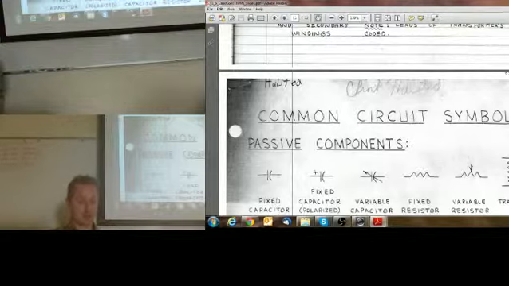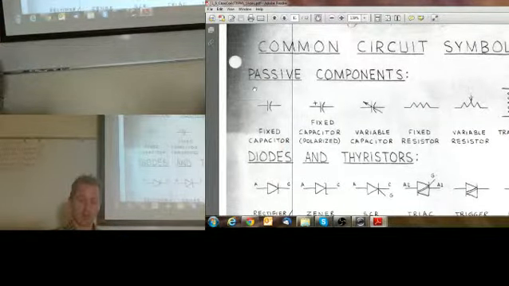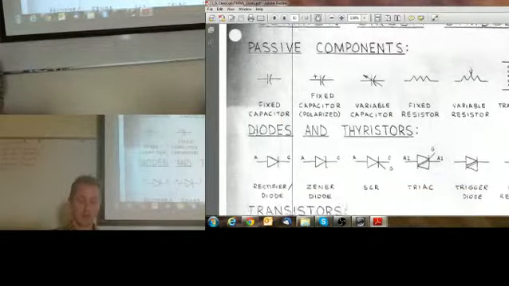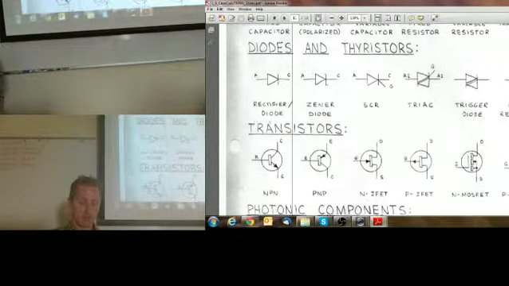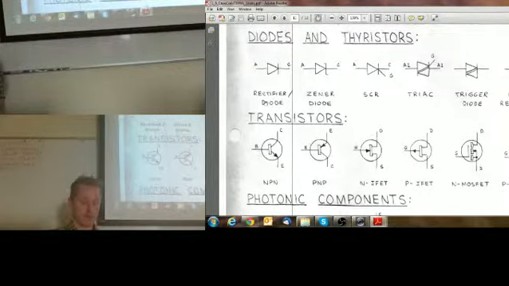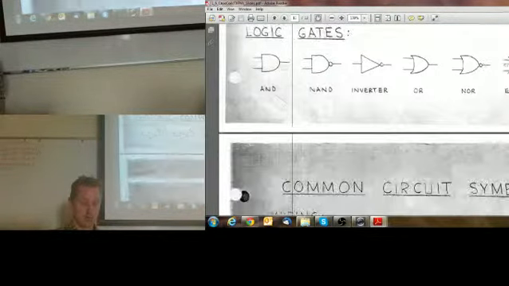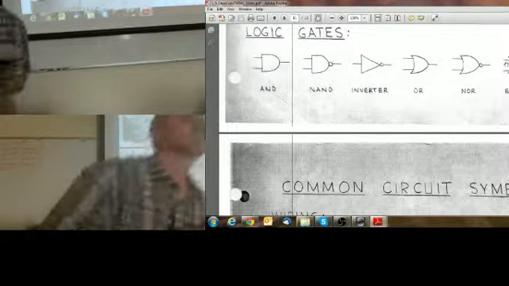And then that's it for this section. We have the circuit symbols that we've talked about as an overview. You guys can look at it. I'll put them on Moodle. And then next week we're going to talk about the semiconductor devices. Any questions?